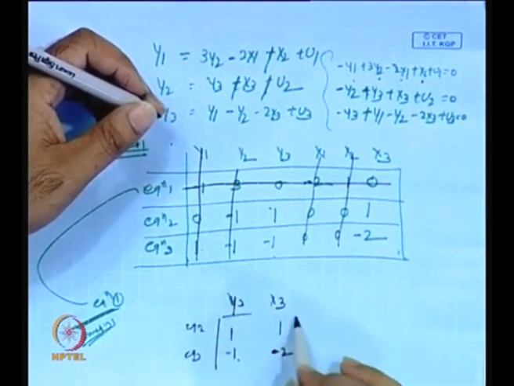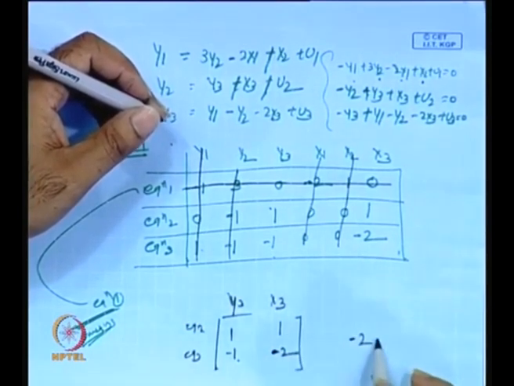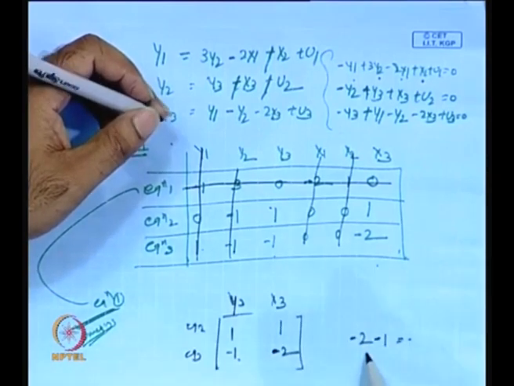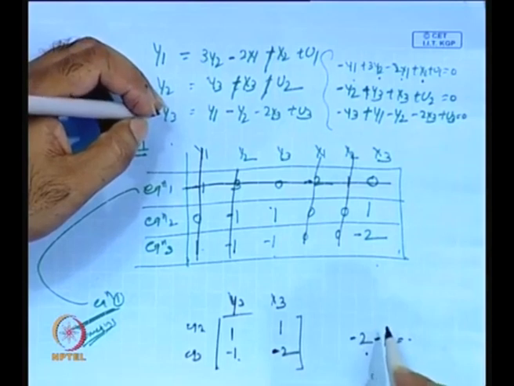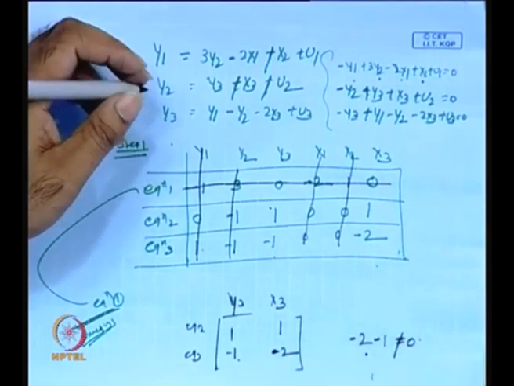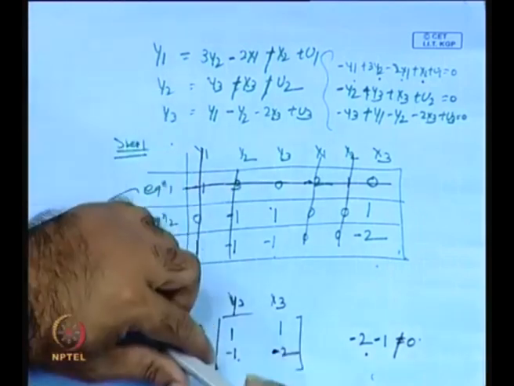Now this is a square matrix, so we can prepare this matrix. Minus 2 into minus 1, which is not coming positive, so it is not equal to 0. That means this condition is satisfied. If the value of the determinant is equal to 0, then obviously that equation cannot be identified.